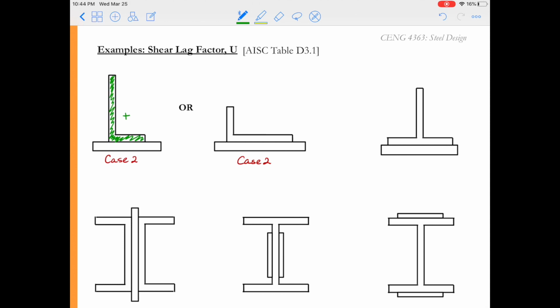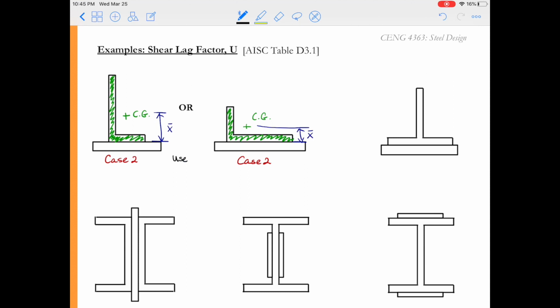So when we look at the members, for case 2 the formula is 1 minus x-bar over L. I want to show you what x-bar is. X-bar is the distance from the center of gravity of the cross-section to the plane of the connection. You can see here in the single angle member, the plane of the connection is where the angle rests on the plate, and the center of gravity is the center of gravity for the angle member. So this is where we would get x-bar to put into our shear lag factor equation.